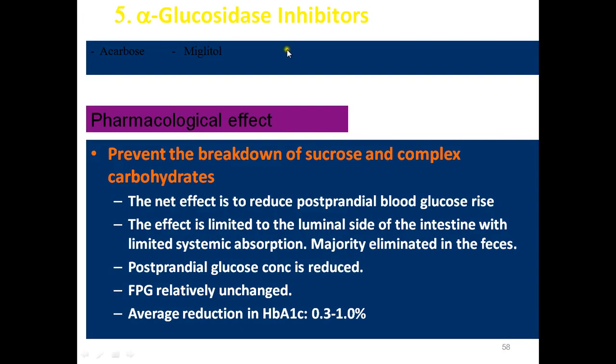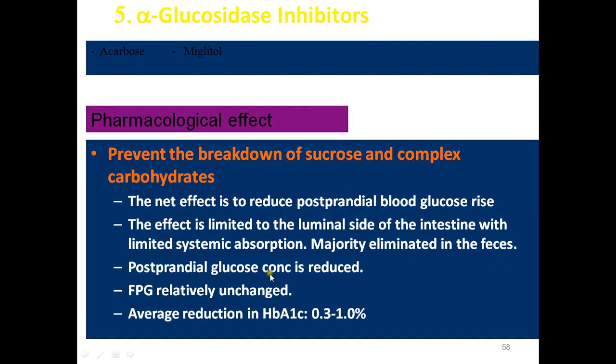So we have alpha glucosidase inhibitors. Sorry, this is a little dark in color. So we have acarbose and miglitol. What they do is they prevent the breakdown of sucrose and complex carbohydrates and thus decrease the postprandial glucose rise. Its effect is limited to the luminal side of the intestines with limited systemic absorption. So it doesn't cause systemic absorption. It remains within the gut, and that's why it's eliminated in feces.